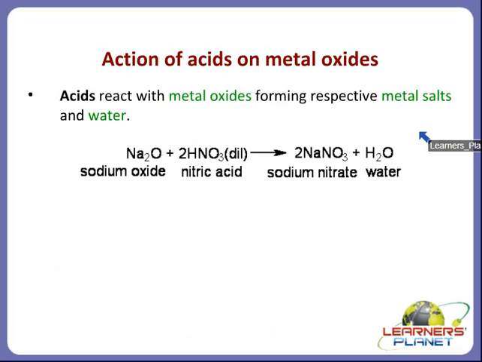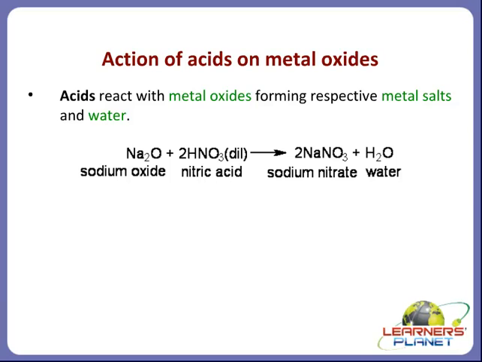Taking up another reaction of acids, that is action of acids on metal oxides. As the name indicates, it is formed of oxygen. So acids react with metal oxides, forming respective metal salts and water. That is, sodium oxide is reacting with nitric acid, forming what? Sodium nitrate and water. Right, students? Sodium oxide and sodium nitrate.